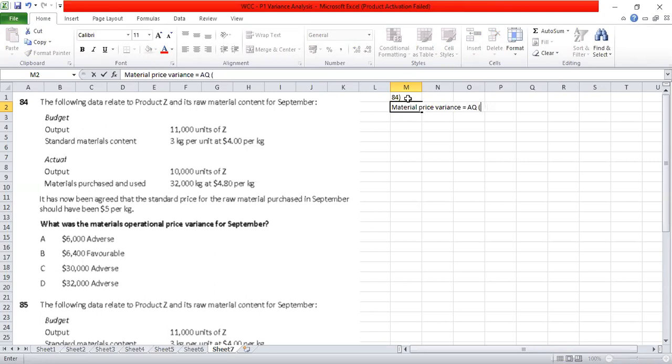actual quantity into the standard price per kg minus the actual price per kg. All three variables are known to us. Actual quantity is 32,000 kgs, is equal to standard price, instead of 4, it should be taken at 5, 5 minus 4.80. So it would be a favorable variance.